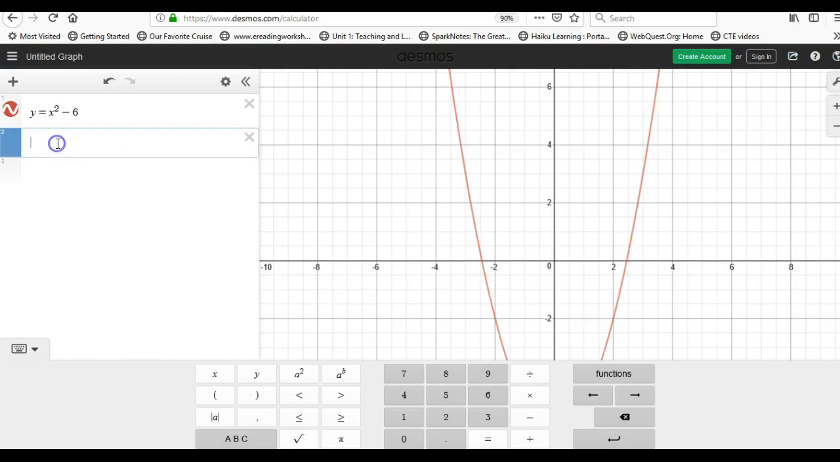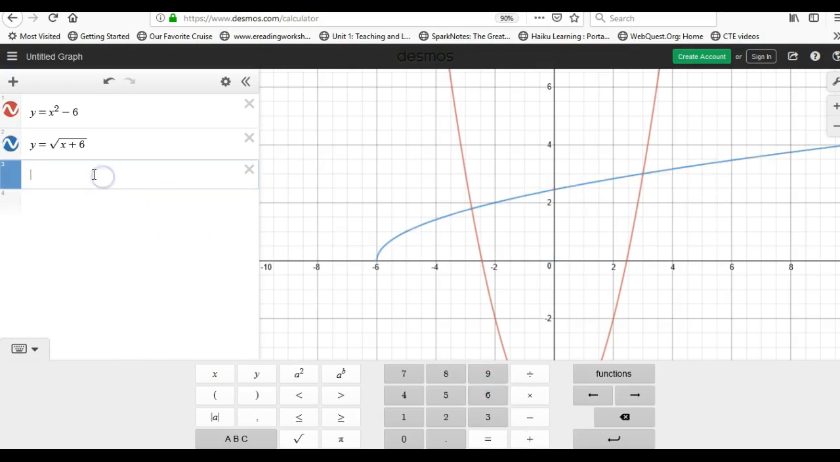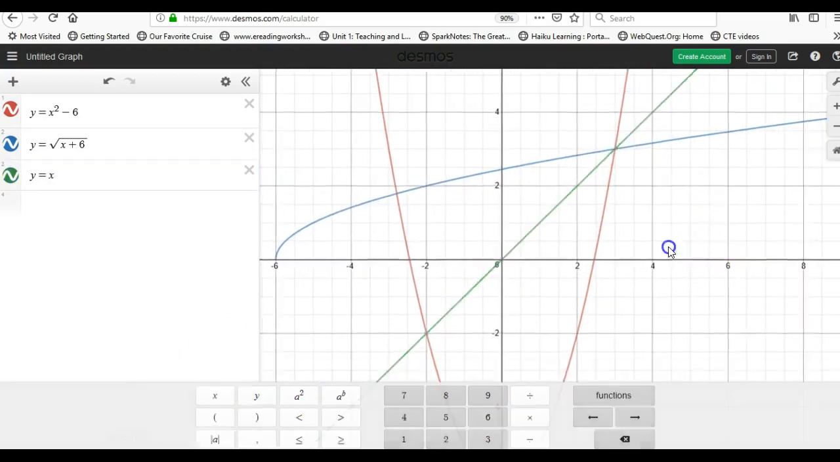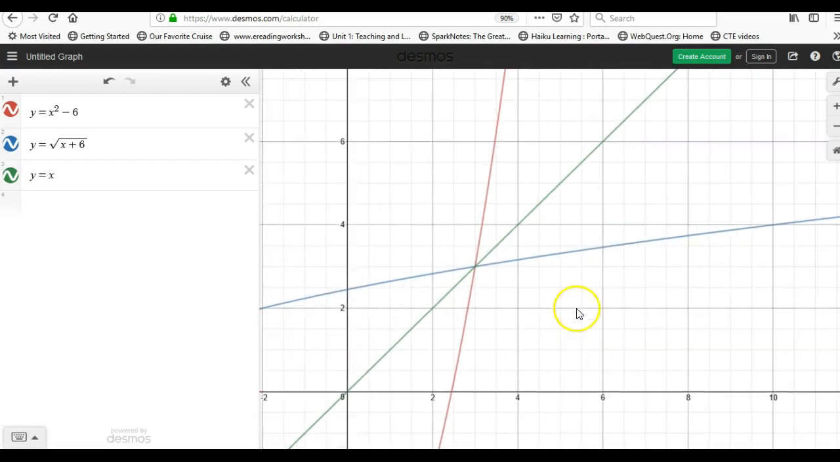Okay. For the next equation, I can also write in y equals the one we found, which is our inverse, square root, there's the square root symbol, x plus 6. And I'm also going to type in that diagonal line that you saw on our graph on our piece of paper, which is y equals x. And I'm going to zoom in just for the positive part, because remember, that's all we're really concerned about.